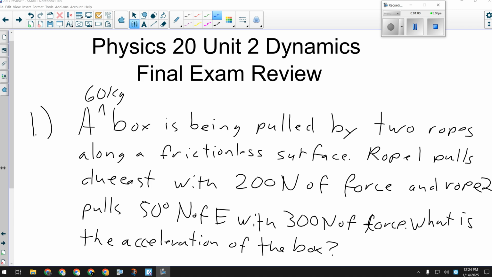Now, in terms of final exam review for Unit 2, there actually weren't that many concepts in Unit 2, but the concepts themselves were pretty detailed and pretty broad. We started out in Unit 2 with Newton's first law, which is pretty simple. There's not even really any math to do with it. Newton's first law is inertia.